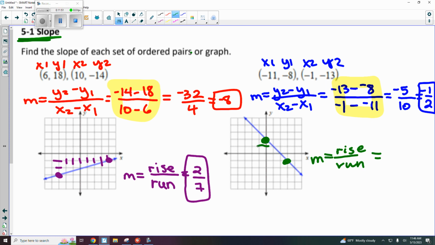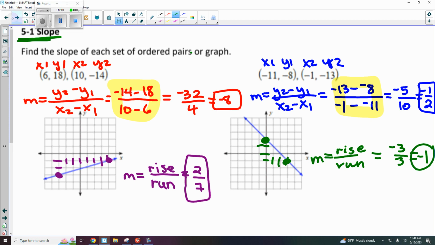So we're going to go down 1, 2, 3. So negative 3 over, and then we run 1, 2, 3. And negative 3 over 3 can reduce. What is negative 3 divided by 3? Negative 1, and we're good.